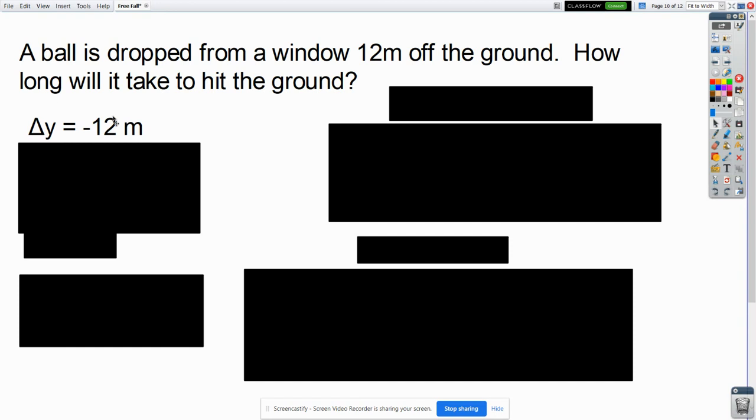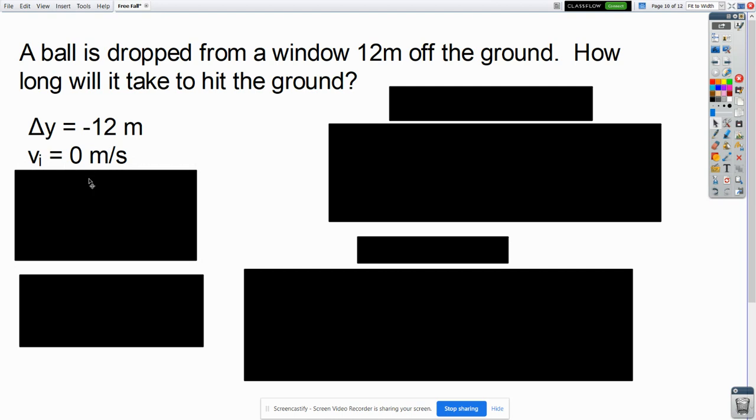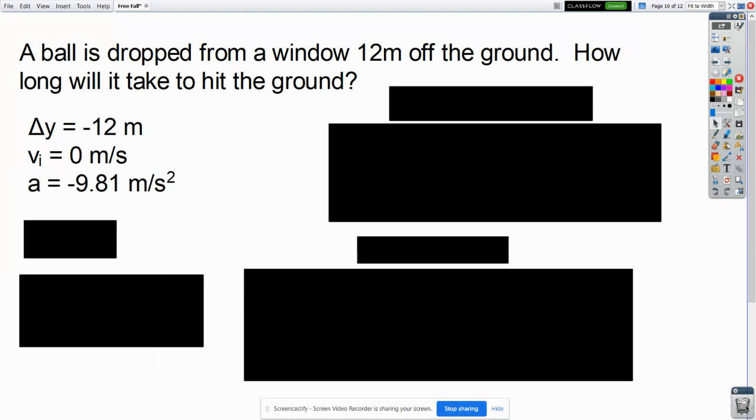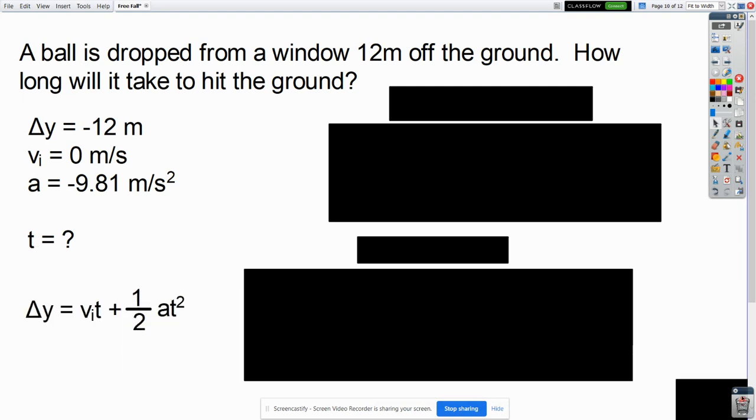Only number in the question. So again, there's a couple of assumed values here. First of all, VI is 0 because we're dropping something. Whenever you're holding it in your hand out the window, it's not moving, so VI is 0. And the other thing we know, we're dropping it on Earth, so acceleration is negative 9.81 meters per second squared. We are looking for T. And the equation that has these four things in it is that one.